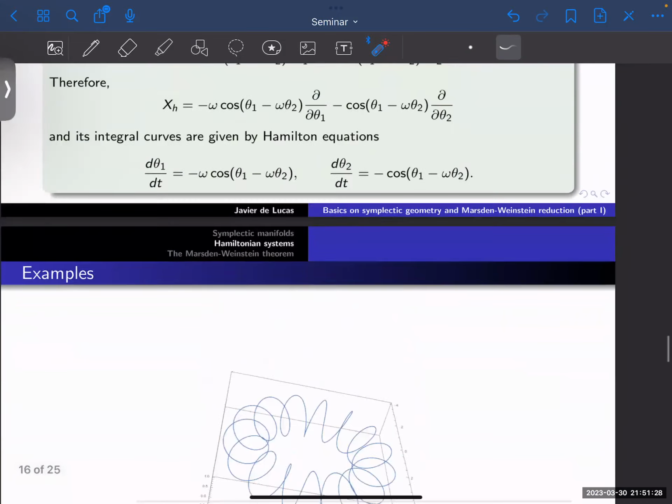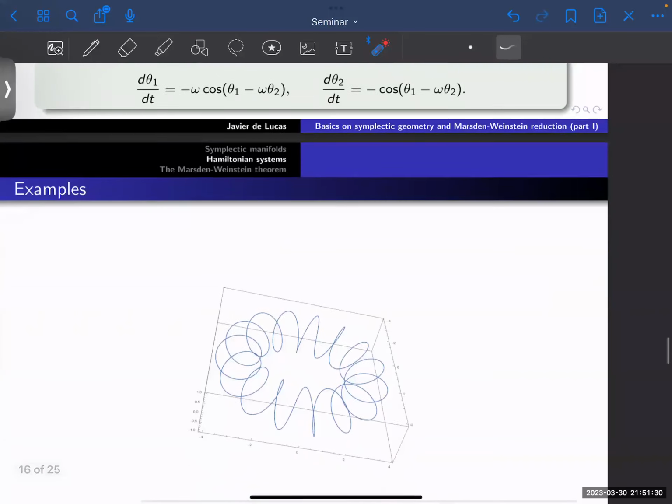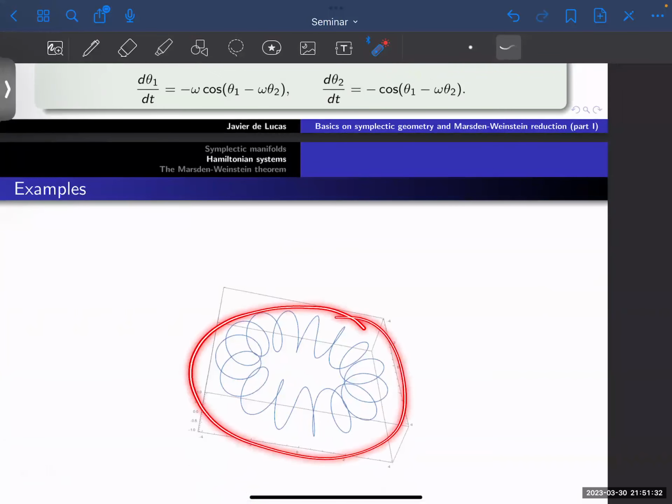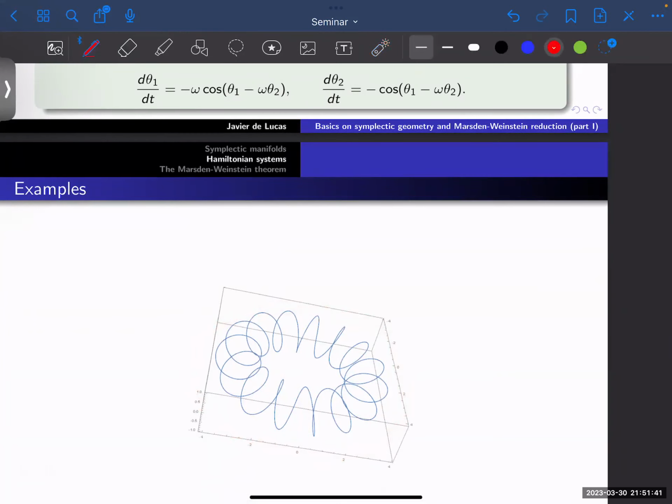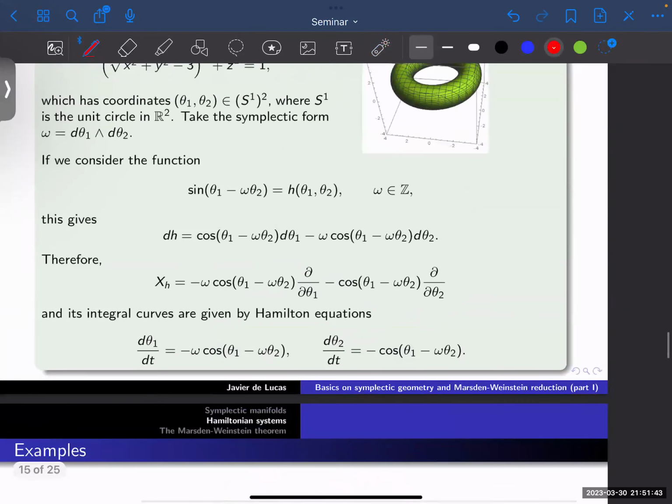And if omega belongs to Z, it turns out that the integral curves are this way. Now what you obtain is something that is closed. Indeed, why does this happen? It happens because the Hamiltonian function here is well defined, and it gives you an integral of motion.